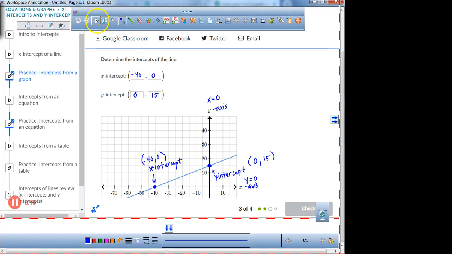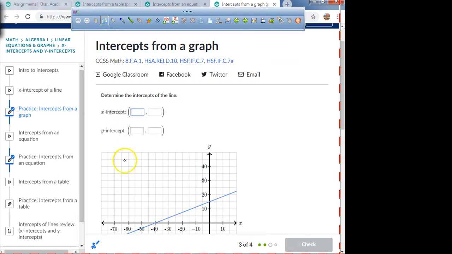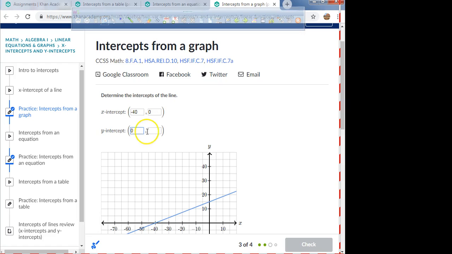Okay? So I'm going to type this in. It's right here. Click it. Type in negative 40 and a 0, and then type in a 0 and a 15. And then I'm going to hit check. All right, good job.